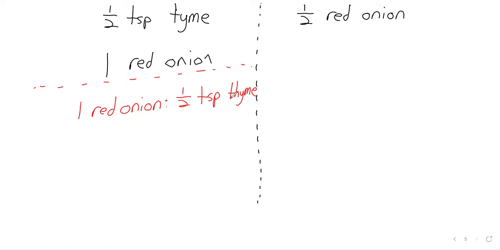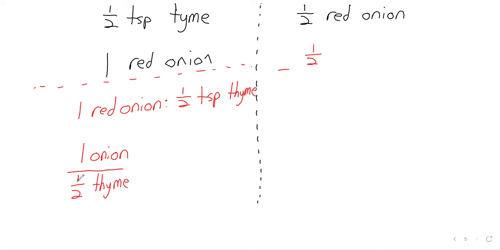fractions. Here we're going to have an improper fraction, thanks to that half a teaspoon. But that fraction represents the proportion. And again, the point of a proportion is that this fraction is constant. So if you change the amount of onion, you have to change the amount of thyme to keep it constant.